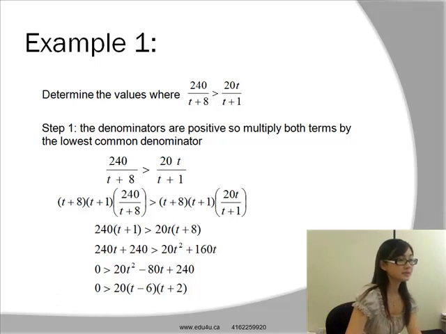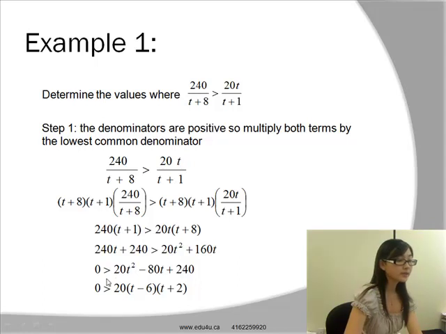Taking a look at example 1 from your learning resources. Determine the value of t where 240 over t plus 8 is bigger than 20t divided by t plus 1. In step 1, we can see that the denominators are all positive, so we can multiply both terms by the lowest common denominator, which in this case will be (t plus 8) times (t plus 1). And so we do so in this step, the second line here.